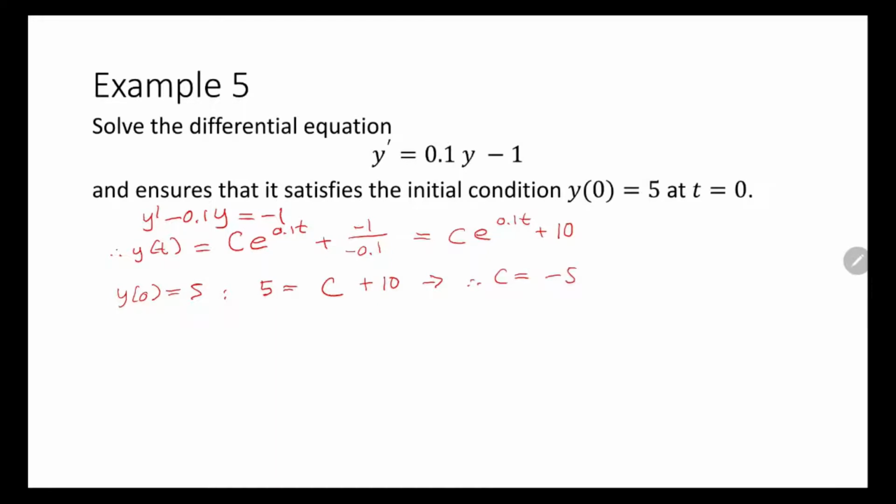All right. So putting it back together into the solution, we have y(t) is equal to minus 5 e to the power of 0.1t plus 10. Yeah, so this is the solution where we can get rid of c. We can eliminate c because we have the initial value.